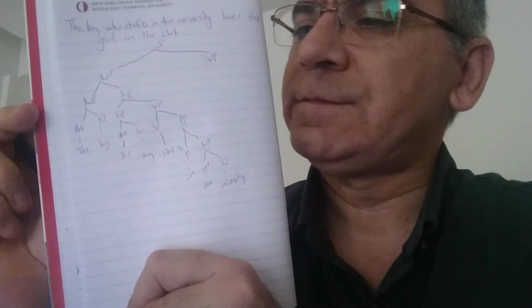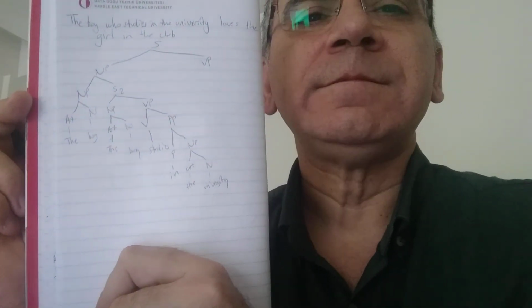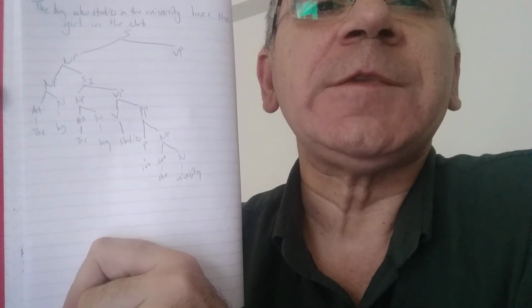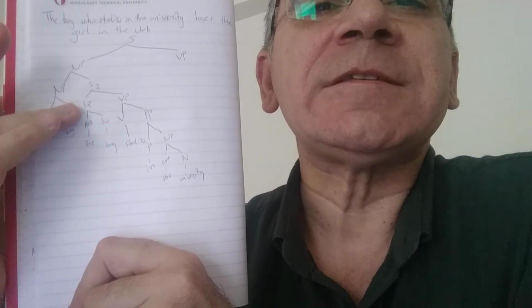In prepositional phrase, we have one preposition, which is in, and noun phrase, the university, article, the, noun, university. Okay? University. Look at the details now.